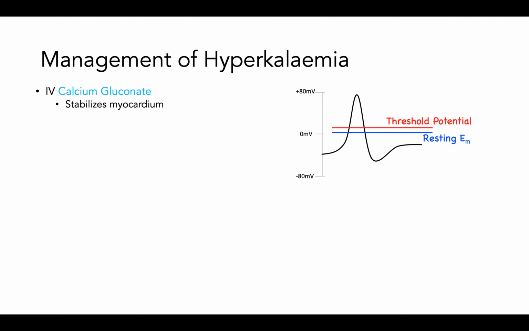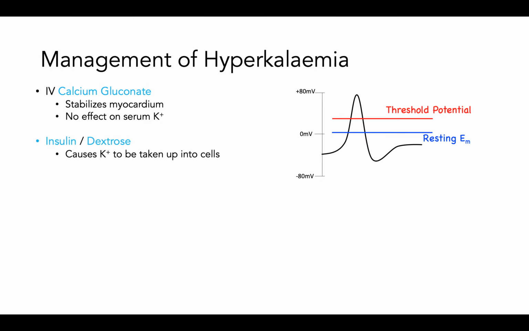what calcium gluconate actually does is it increases the threshold potential to a point where it's well clear of the dangerously high resting membrane potential, and that means that you're less likely to fire off those ectopic action potentials that we were talking about before. Importantly, notice that this does not change the resting membrane potential, and giving calcium gluconate doesn't have any effect on the level of potassium that's in the blood.